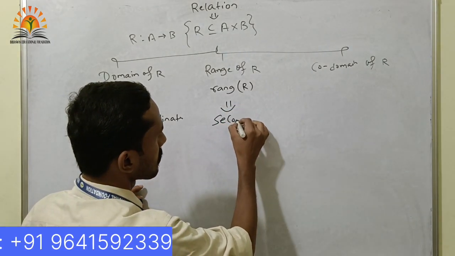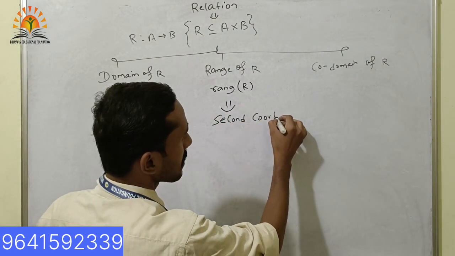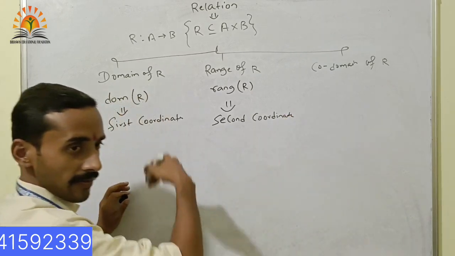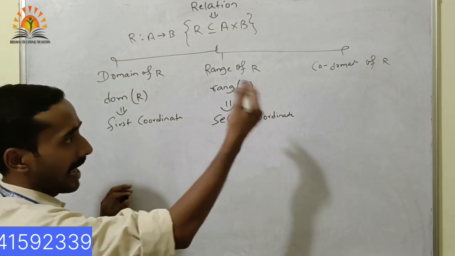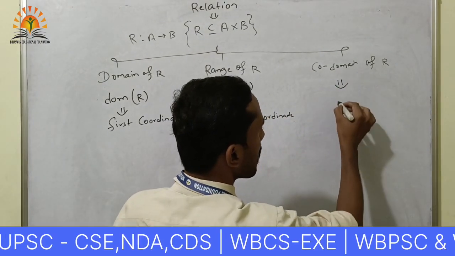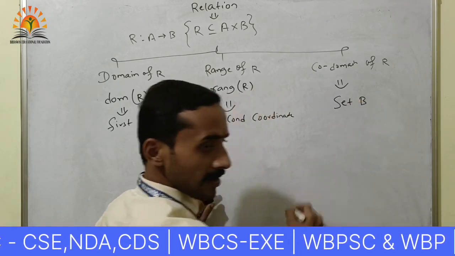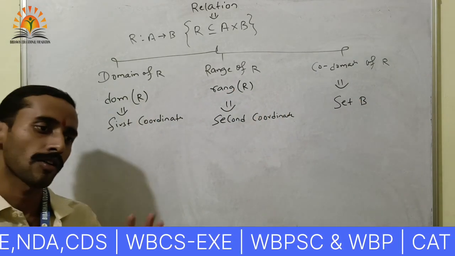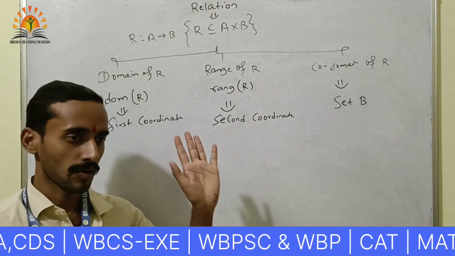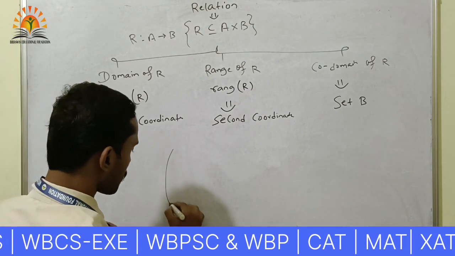What is the range? The second coordinate, meaning the elements to which we connect. And the third thing is the codomain, which is set B. The whole set B, whether connected or not, is considered the codomain. We will give an example.